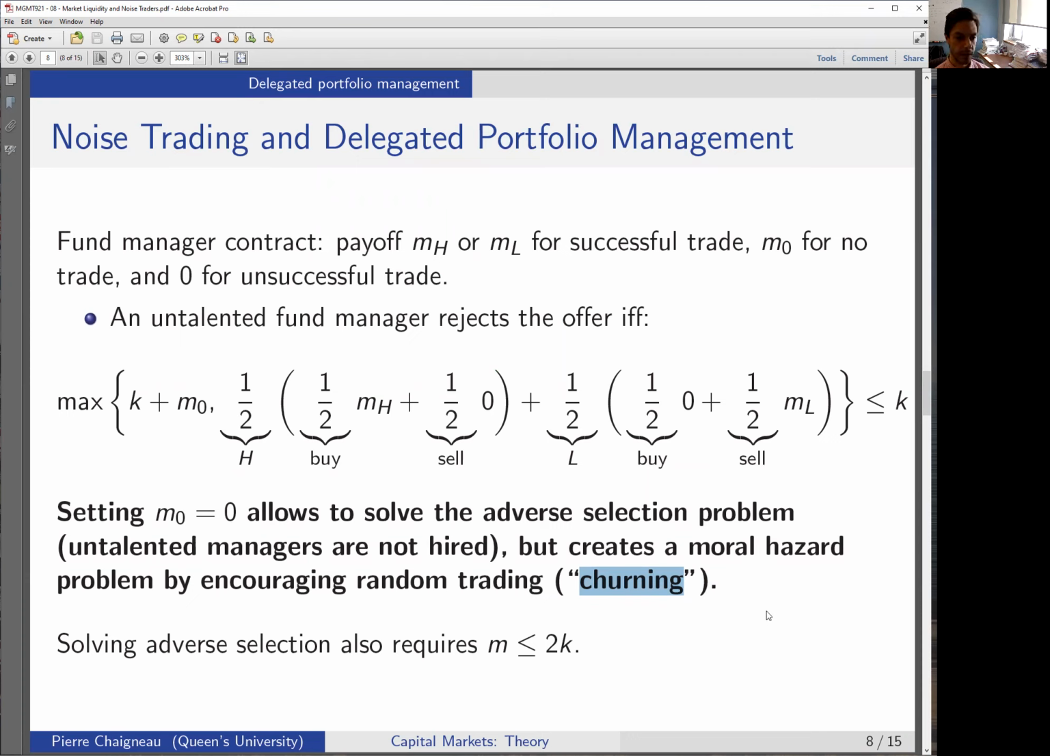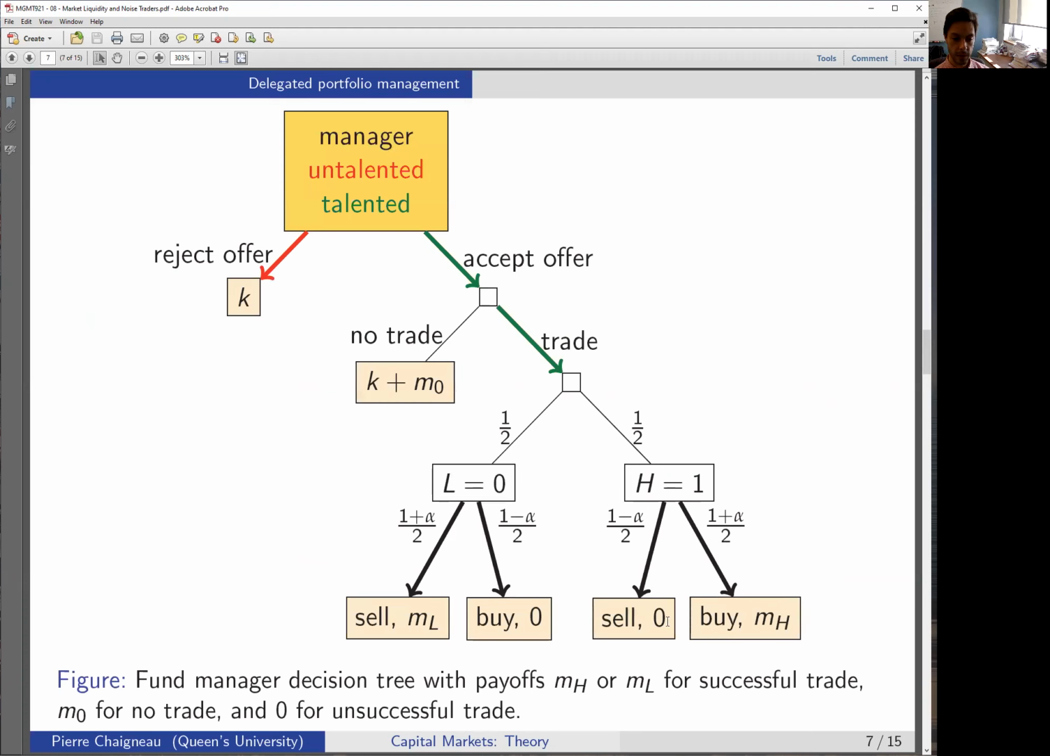Okay, so the uninformed fund manager is going to mimic the behavior of an informed fund manager, but of course, in some cases, is going to get unlucky. Okay, but even then, if you get unlucky, you get a payment of 0, which is the same as the payment you would get for not trading. M0 equals 0. So by engaging in trading, you can only win.